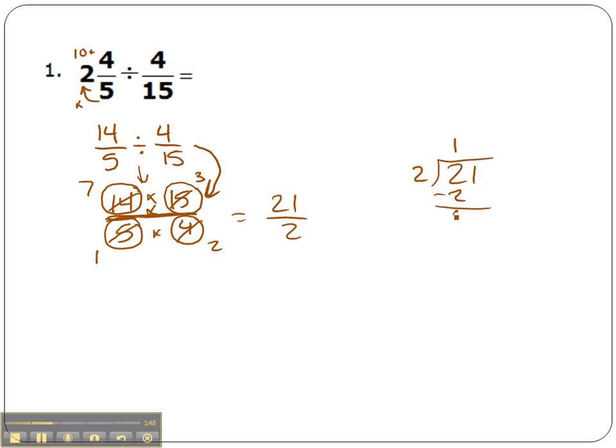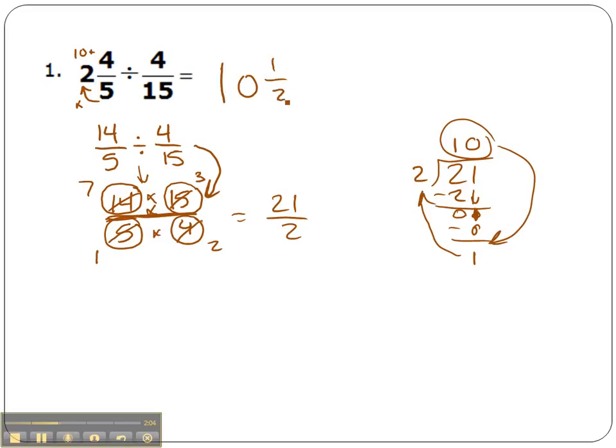Subtract, I get 0. Bring down my 1. And how many 2's in 1? 0. 0 times 2 is 0. Subtract, I get 1. So the mixed number would be 10 and 1/2. We need to change that to a mixed number because the mixed number is the simpler form than the improper fraction. Now I'm going to go back to this multiplication.